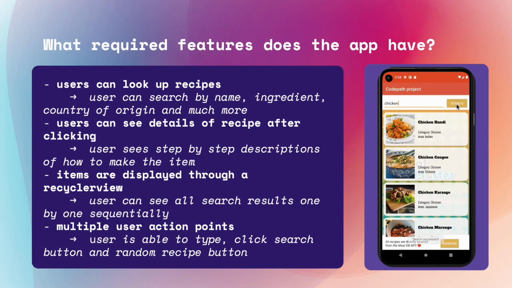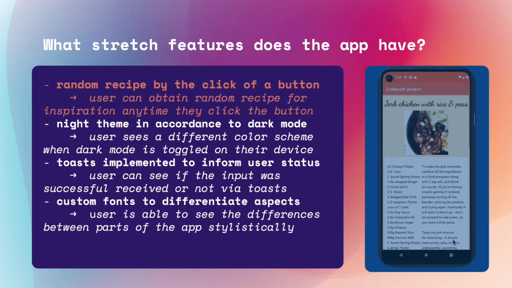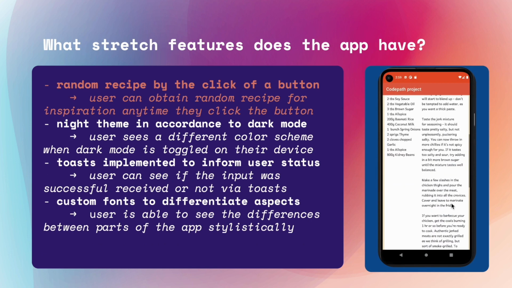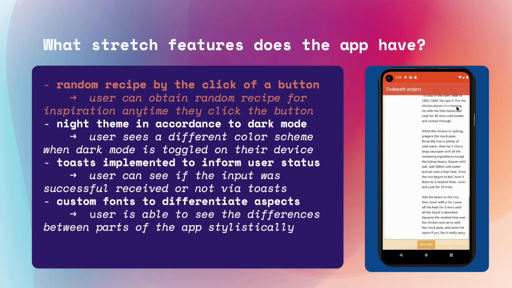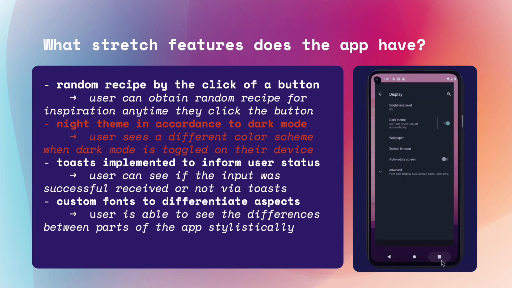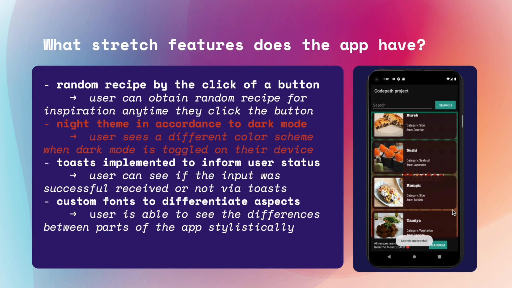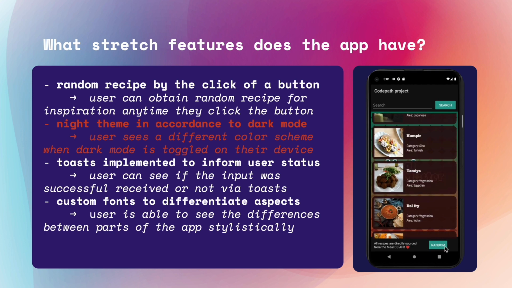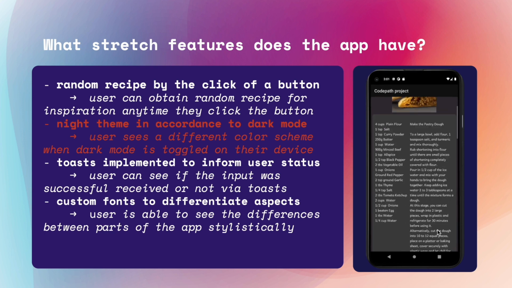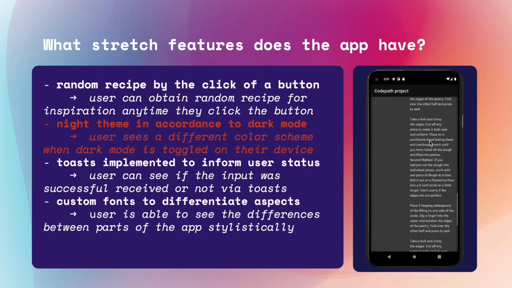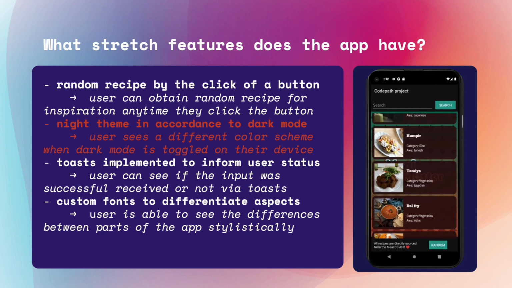Some stretch features we implemented in our app are the random recipe option, which is a button you click that provides inspiration when you don't know what to eat, a night mode theme that makes the app easy on the eyes if you're in a dark room or if you prefer a darker screen, toasts on the bottom of the screen that let you know the app is working correctly and your search went through, and custom fonts to make the different parts easily noticeable.